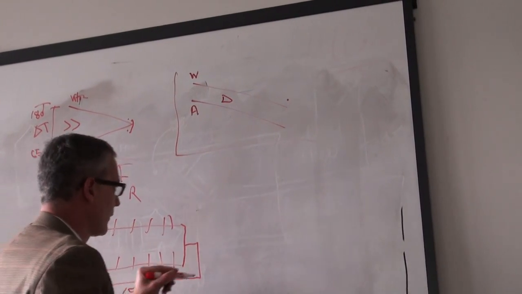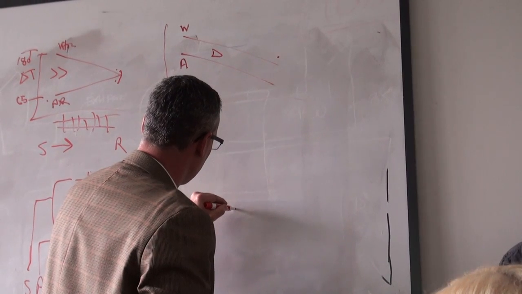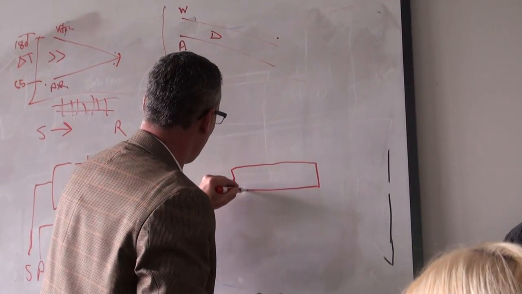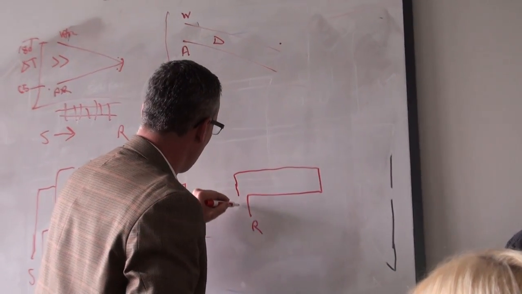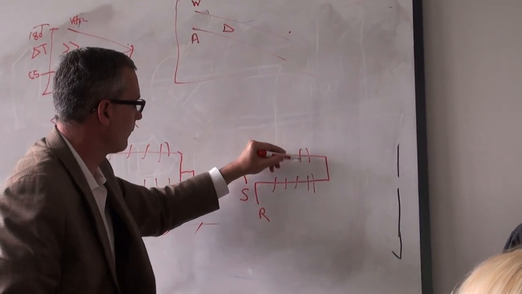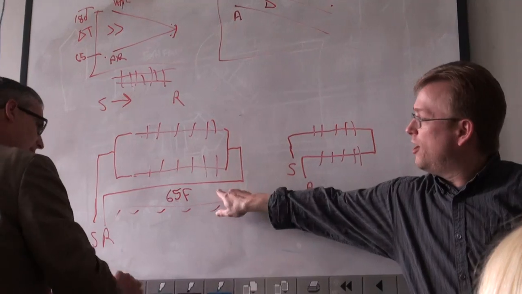So you always want to do the supply on top and return on the bottom. That's the way you get the most heat transfer. That's your fin tube. So if you've got a serpentine, you want to always do that, and you'll see that in designs. Always do that.